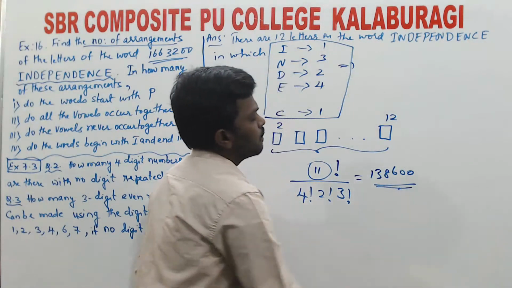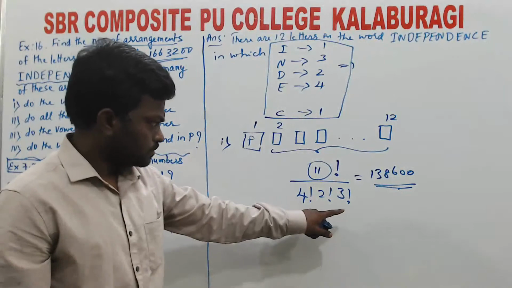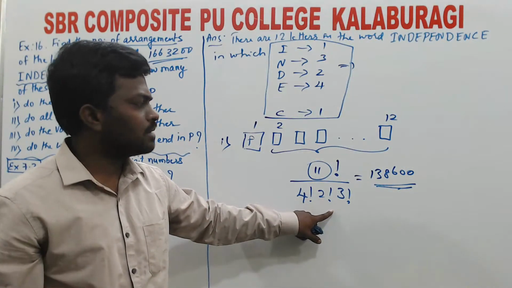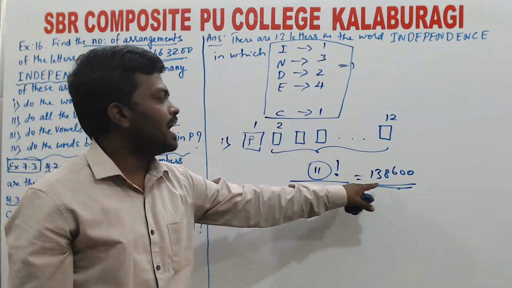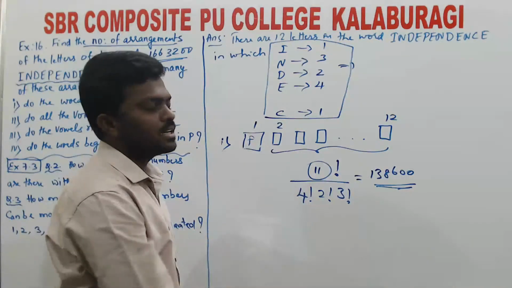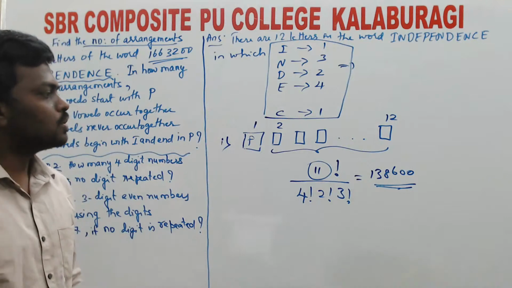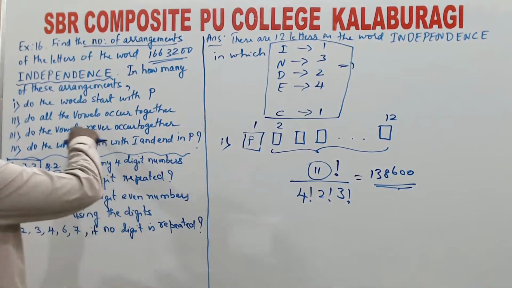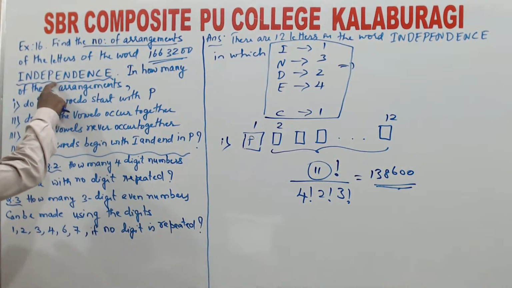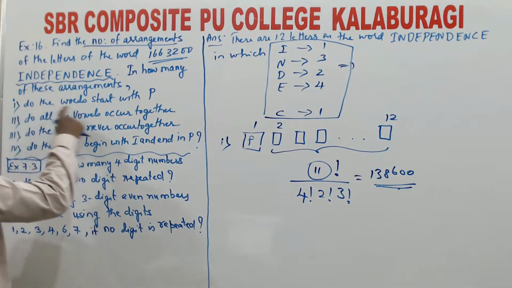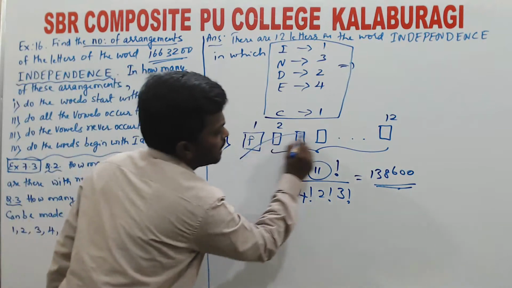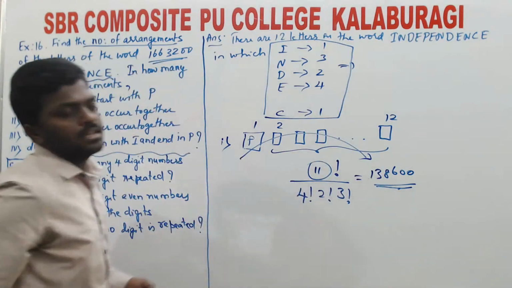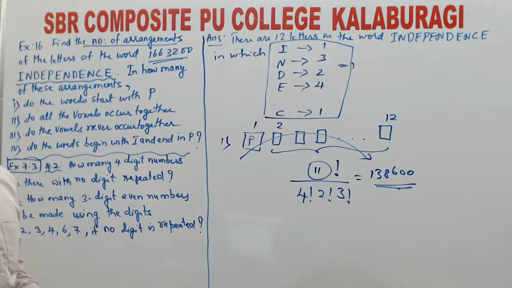If we keep on solving, it will take a lot of time. So just use the calculator and check whether the answer is right or wrong. 138600. So among the arrangements of the letters of the word independence, if the words start with P, how many words we can form starting with P is 138600. Is that clear, students?